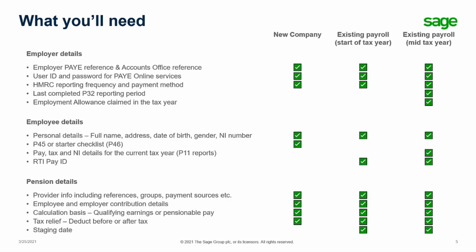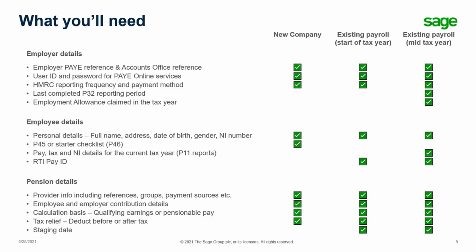First, we have the employer details: the PAYE reference, accounts office reference, and online services login information. If you are an existing payroll moving partway through the year, you'll need your last completed P32 period and information on how much you've claimed in employment allowance so far within the tax year. A P32 period can be monthly or quarterly, and this is how often you pay HMRC. We'd advise that you move your payroll after the last completed P32 reporting period in your existing software.